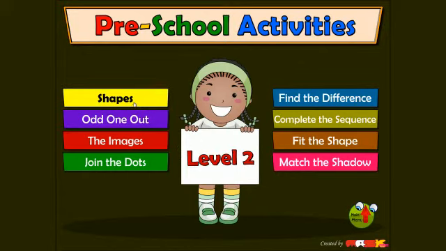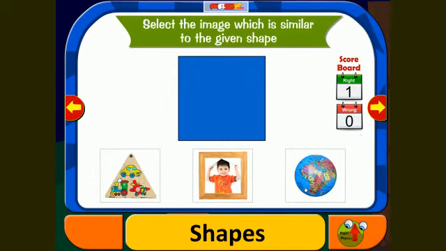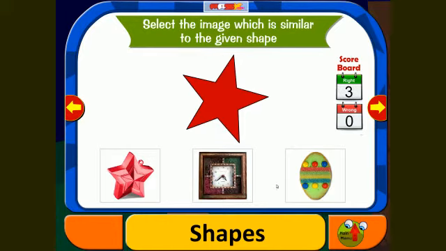Shapes. Select the shape which is similar to the given image. Correct. Select the image which is similar to the given shape. Fabulous. Select the shape which is similar to the given image. Fantastic. Select the image which is similar to the given shape.